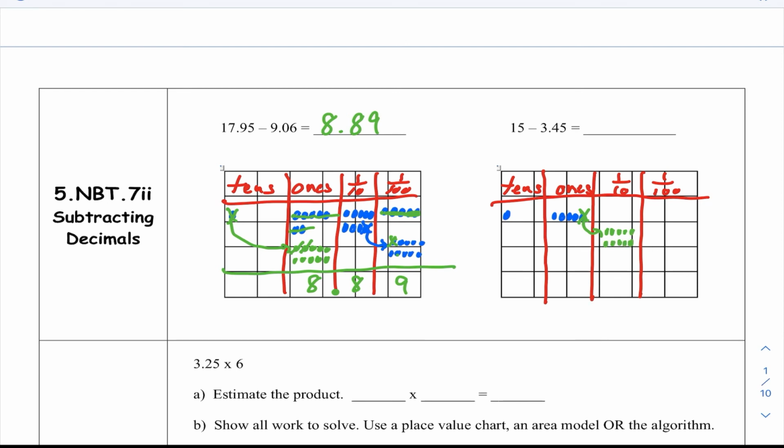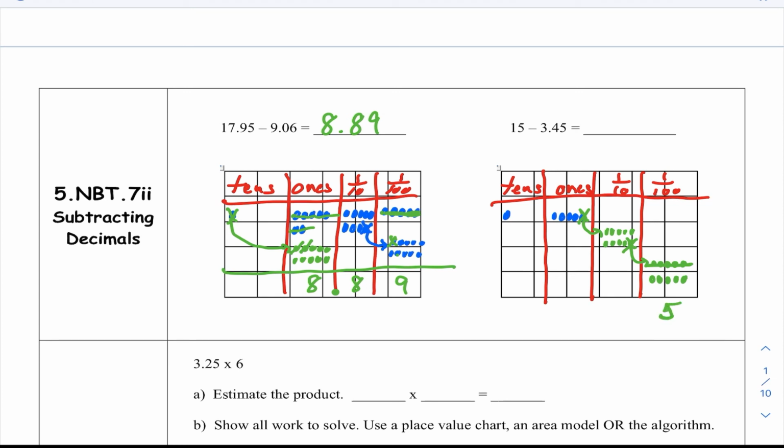Well, I still need to cross off some hundredths, so I'm going to cross off one of my tenths, and 1, 2, 3, 4, 5, 6, 7, 8, 9, 10. Now I have enough hundredths, enough tenths, enough ones to cross all these off. So I need to cross off 5 hundredths. So 1, 2, 3, 4, 5. That's that row right there. And I have 1, 2, 3, 4, 5 remaining.